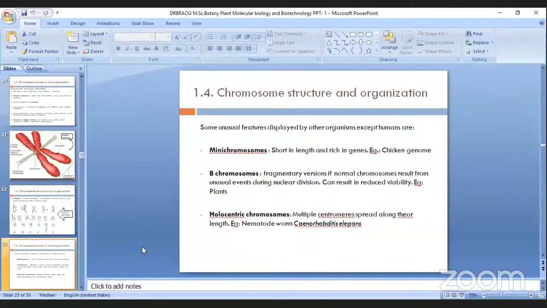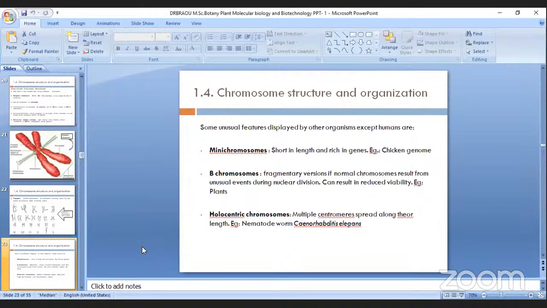Next. There are also some unusual features you see in some other organisms except humans. Other than all the genetic material we have seen now, there are also some unusual features displayed by organisms except humans. They are mini chromosomes. The name indicates mini chromosomes are short in length and rich in genes. This example is from chicken.